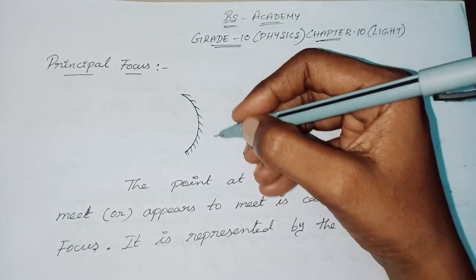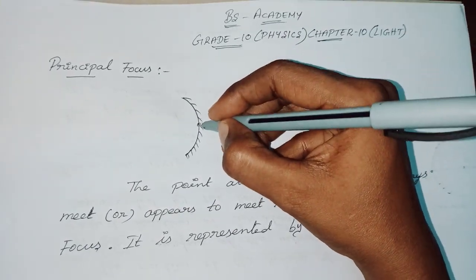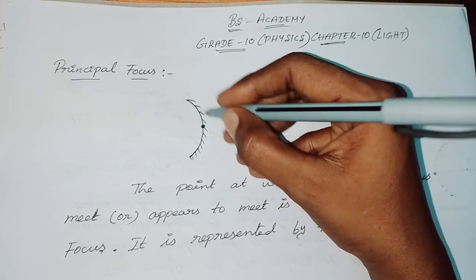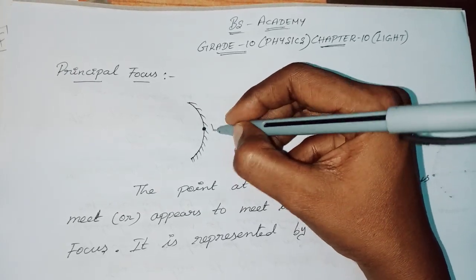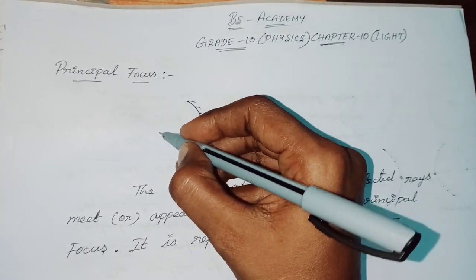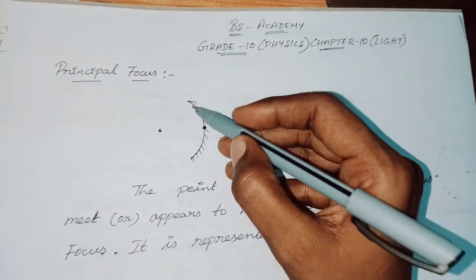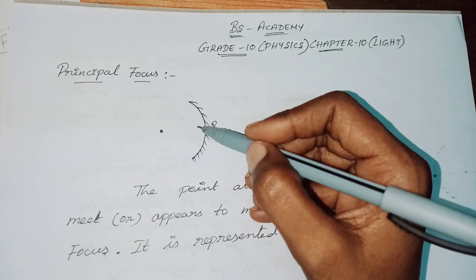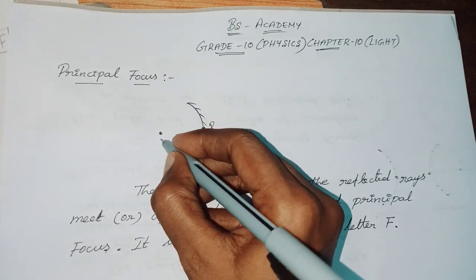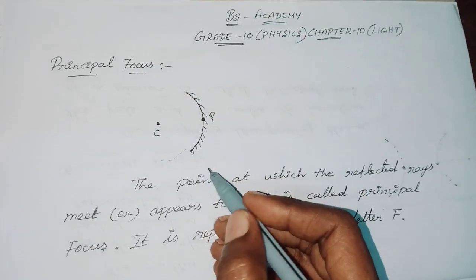And we already discussed what this point is, students. This is the pole, the center of the reflecting surface, represented by the symbol P. And the center point of the spherical surface, that is the center point of the sphere, is represented as what? Center of curvature, right?